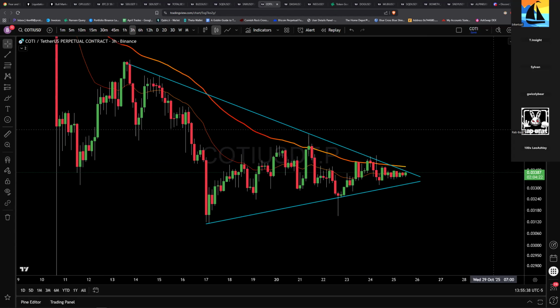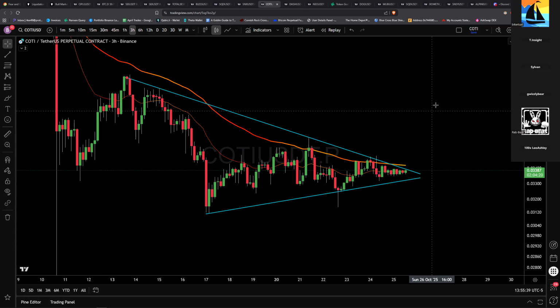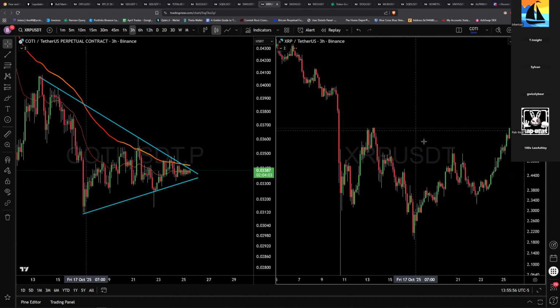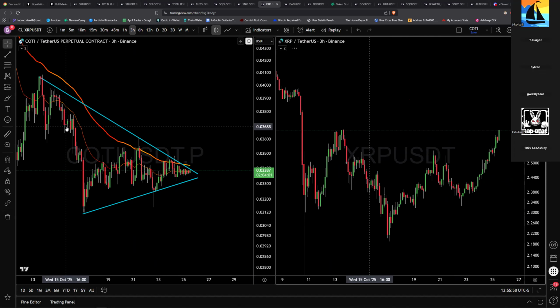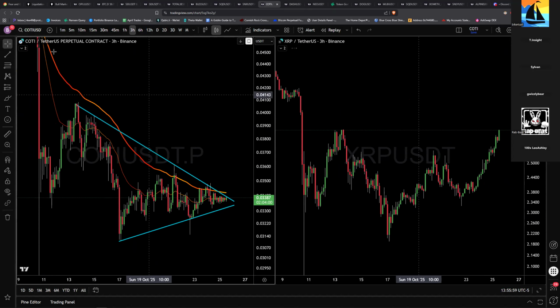So COTI looking good. We talked about XRP, and I'm just going to bring this up really quick because XRP made a move shortly after we were talking about it. Let me go to the 3-hour for it as well, and you're going to see this pattern repeat over and over. I know it is dangerous to follow fractals, and we should all be aware of that. However, there are times when they play out really well.